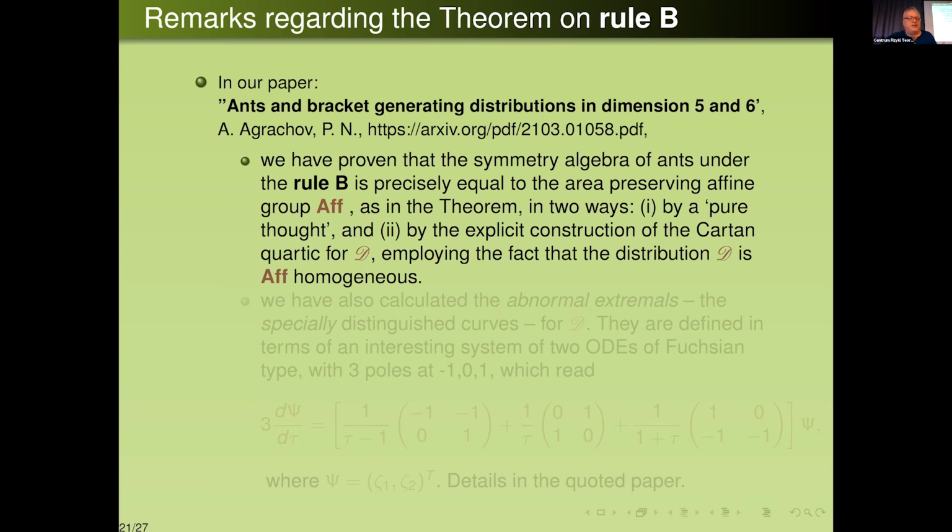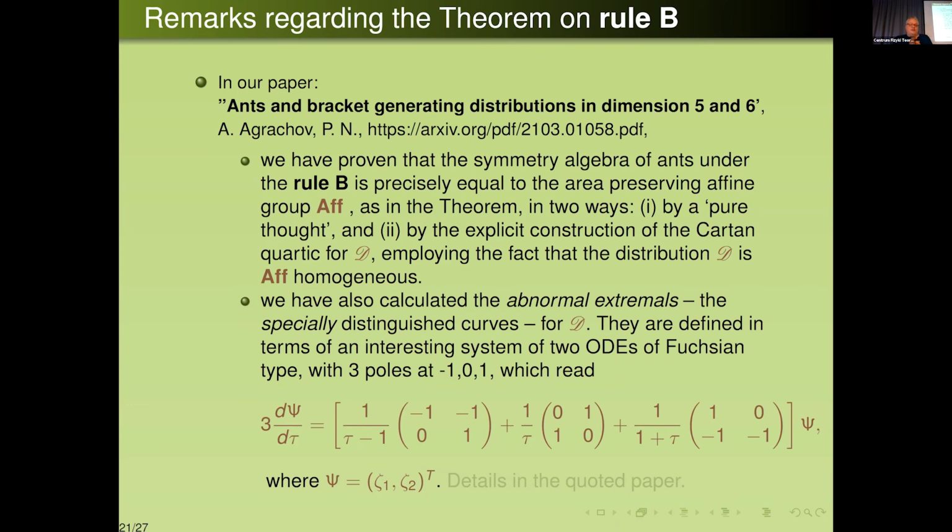What we did more in this paper, and I decided not to tell you about that, is we have also calculated the abnormal extremals, which are these specially distinguished curves for the distribution. It is why I really wanted Andrei, because I wanted to know what these things are. And they are quite interesting, because eventually these abnormal curves are governed by a very interesting system of two ODEs of Fuchsian type with 3 poles. This is the final equation that you reduce the equation for these abnormal extremals to. These are the generators of SL2R. It's quite interesting. The details are in the paper, and I can stop here.